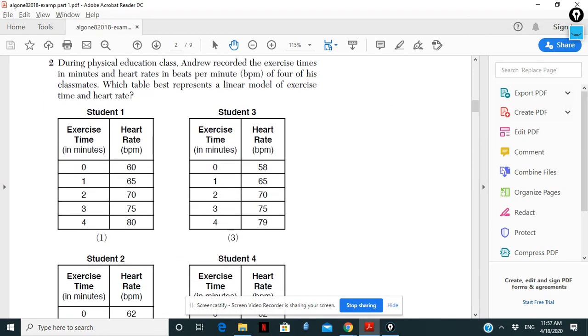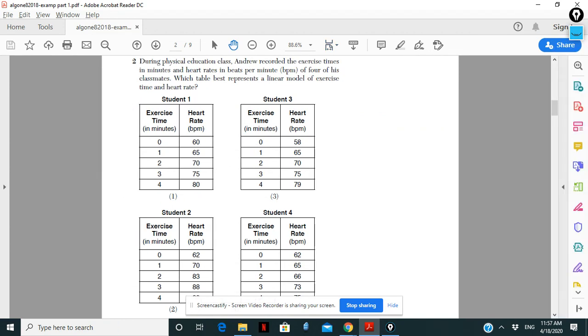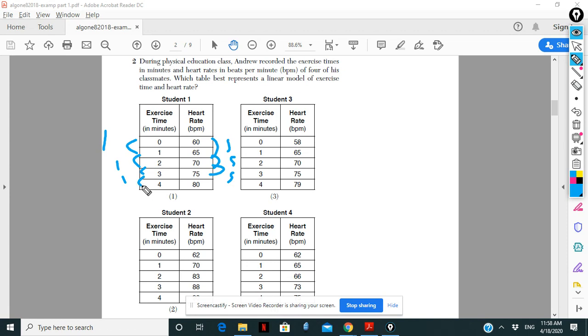Question number 2. During physical education class, Andrew recorded the exercise time in minutes and heart rates in beats per minute of 4 of his classmates. Which table best represents a linear model? A linear model means I have a constant rate of change. Looking here, the difference is 1, the difference is 5, every time. That's a constant rate, so that represents a linear model.